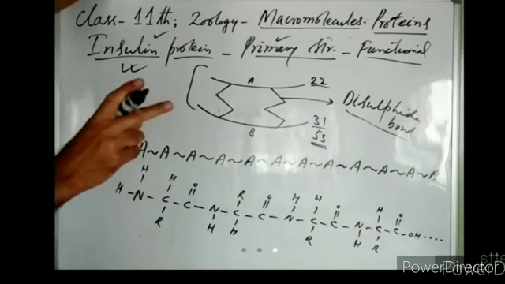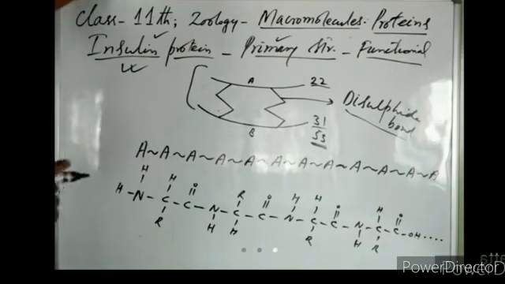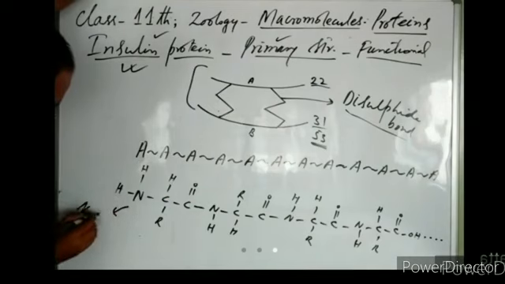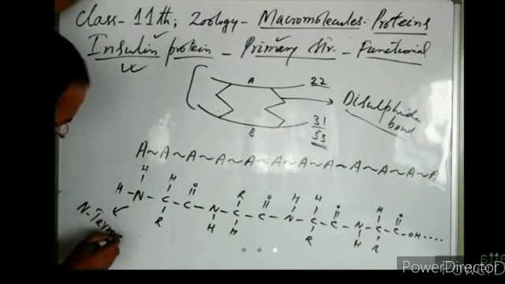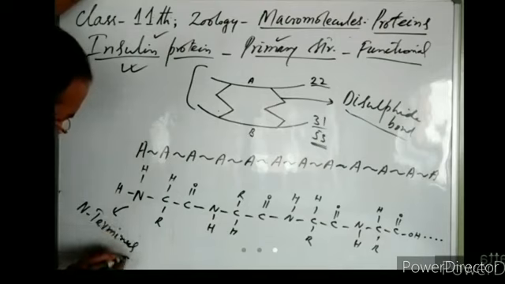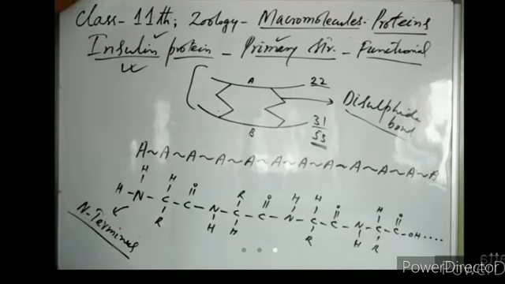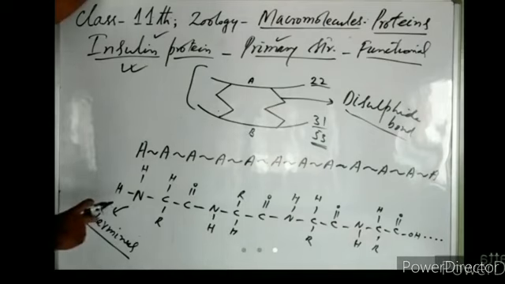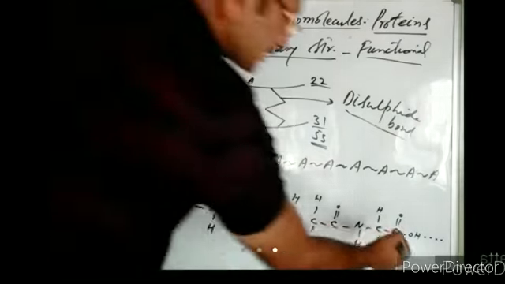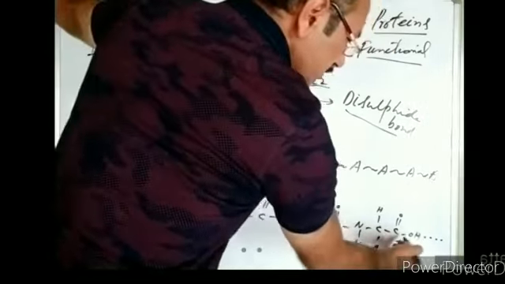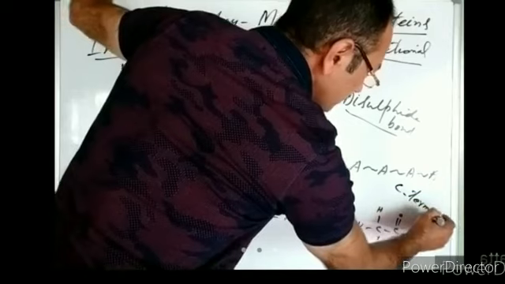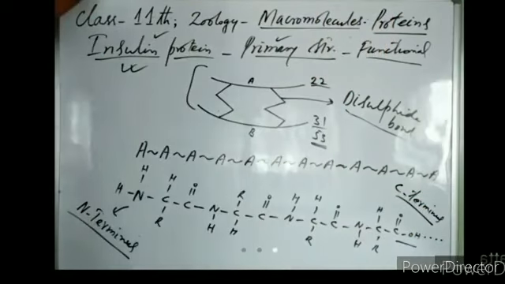And this linear polypeptide chain has two ends. One is known as the N terminus, because on this side lies the free amino group. The side of the polypeptide chain which has a free amino group is known as the N terminus. And this side of the polypeptide chain, which at the end has a free carboxyl group, is known as the C terminus, right?